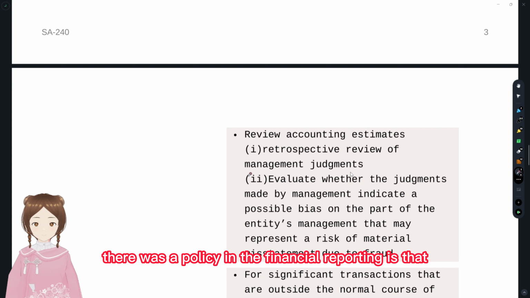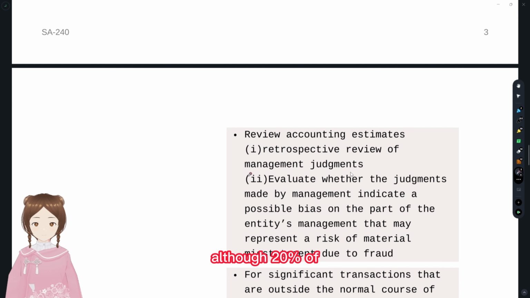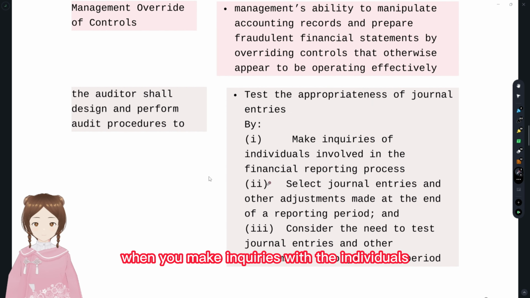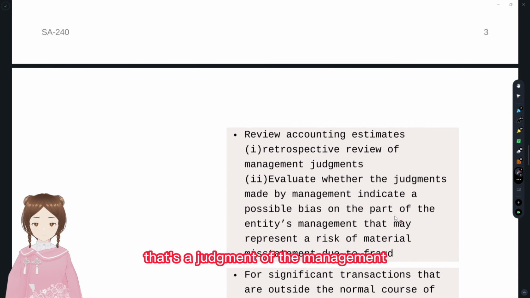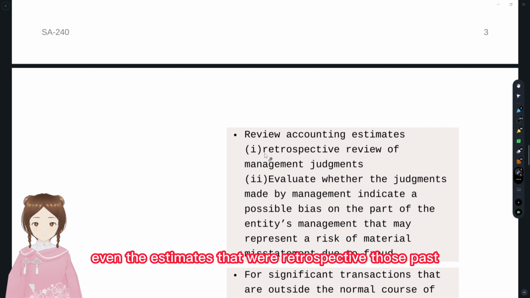Okay, there was a policy in the financial statement reporting that 20% of the sales were treated as a provision. The provision for bad debts was estimated to be 20% of the sales. That was fixed by the management a long ago. When you make inquiries with the individuals involved in the financial reporting process, what do they say? That's a judgment of the management long ago. You have to review those accounting estimates, even the estimates that were retrospective, that is, past.